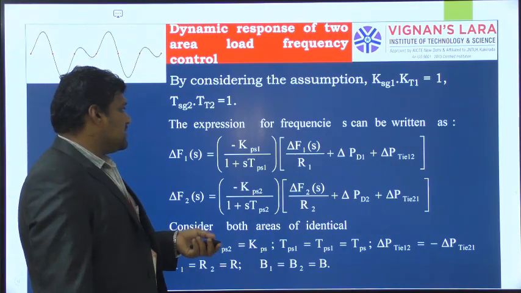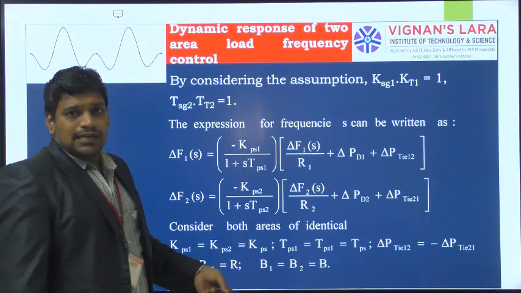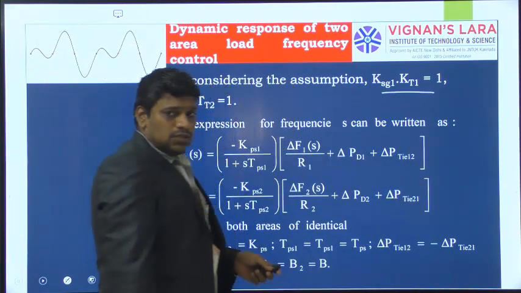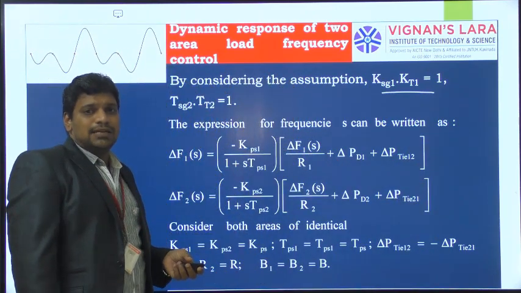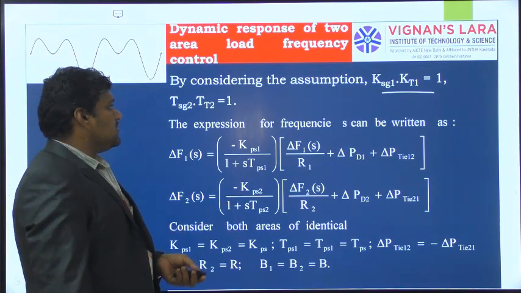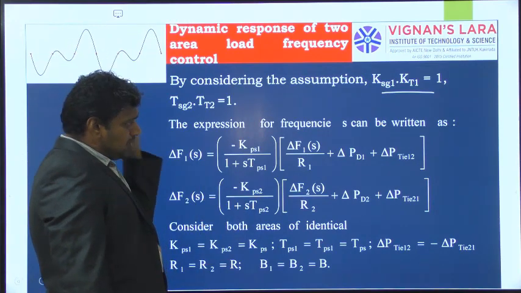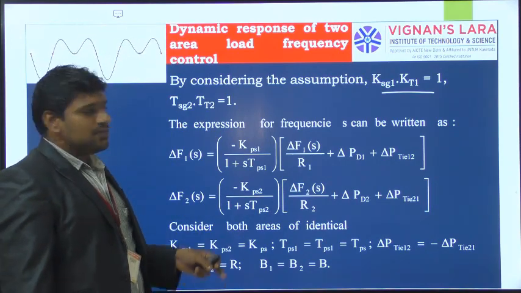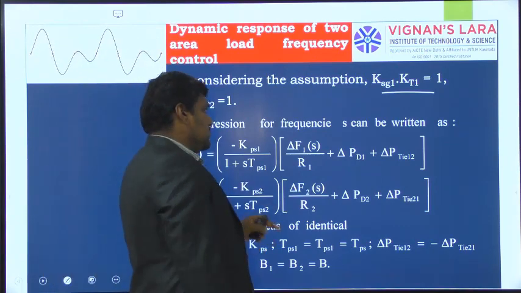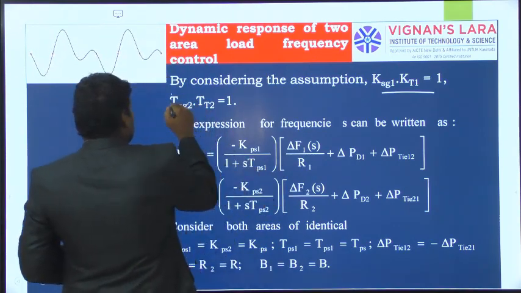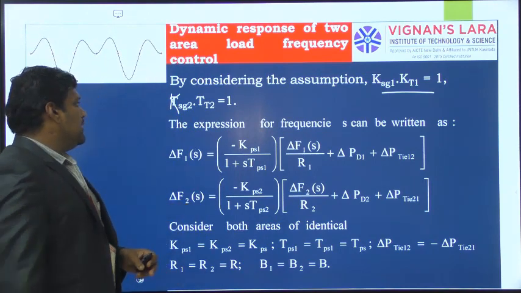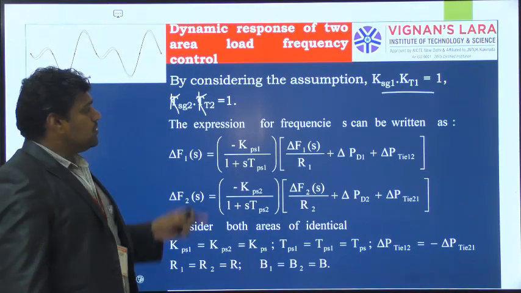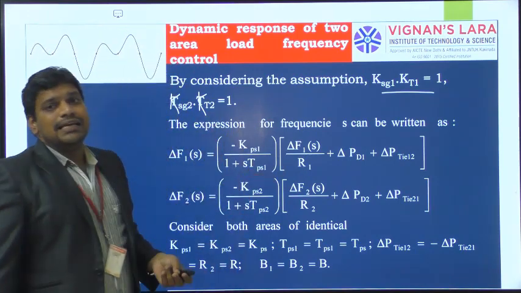For our ease of analysis, the same assumptions which we have made earlier we are continuing here also. Here we are taking Kg into Kt equal to 1, by adjusting the linkage mechanism of the speed governor system, such that Kg into Kt is equal to 1. For both the areas we are considering the same assumption: Kg1 into Kt1 is equal to 1, and similarly Kg2 into Kt2 is equal to 1. These two can be achieved by adjusting the linkage mechanism.